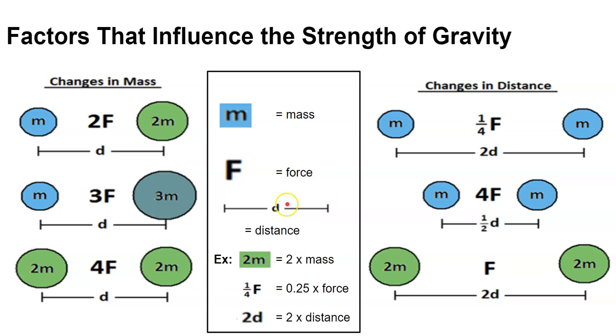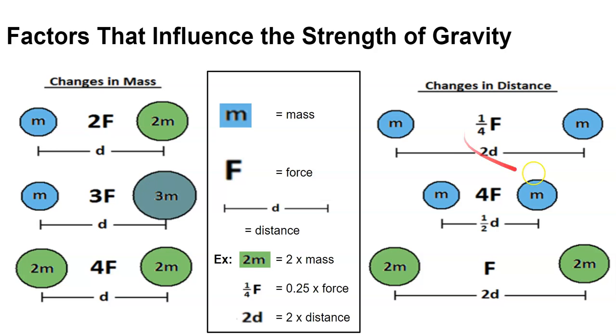Now we're looking right here and we're saying that the change in distance, right? If we change the distance from the two objects that are the same mass, and we double the distance, what are we doing to the force? It's 1/4 times the force. And so when we think about that, when the mass stays the same and we double the distance, the force is cut down by a certain percentage, right?